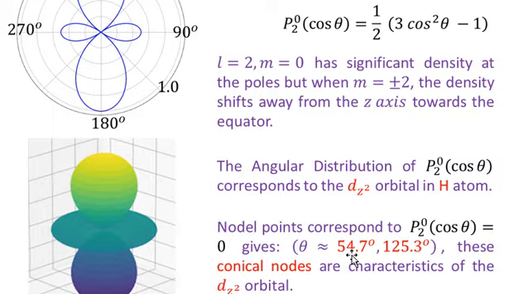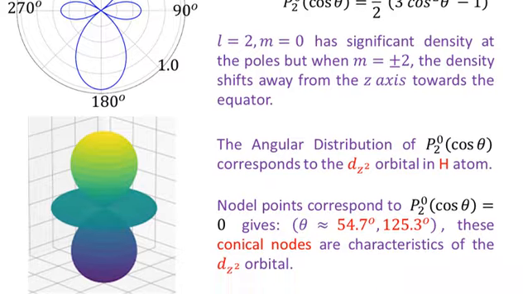So there is one line corresponding to 54.7, and there is another line which is at an angle of 125.3 degree. So these are the two lines which will pass separately through the center of this picture, or through the center of this wave function, where the wave function is 0. So there are two nodes actually. So you see that these conical nodes are characteristics of the dz square orbital.